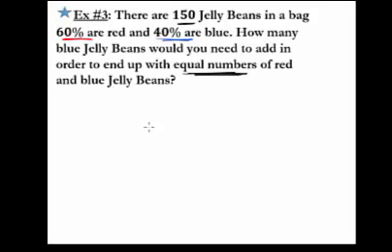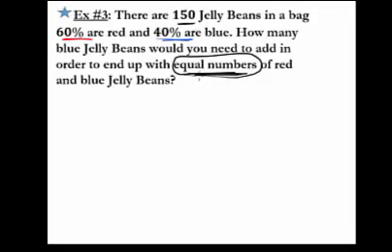So we have a bag. There's some jelly beans that are in different colors, and we want to know how many blue ones can we add in order for, instead of there being 60% and 40%, for there to be 50% and 50%, right? That's what equal numbers mean. Equal numbers would mean they'd be 50% of each. Okay, so we can do this in a couple different ways.